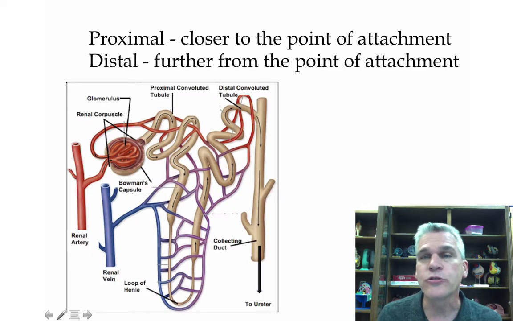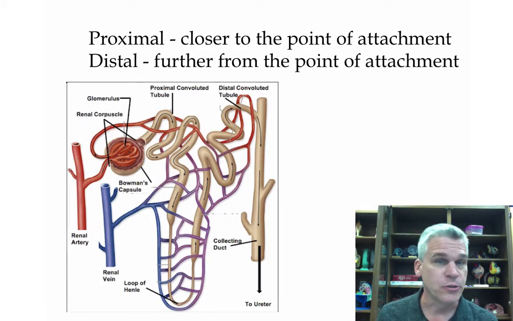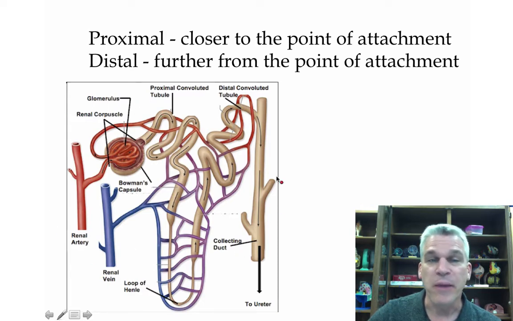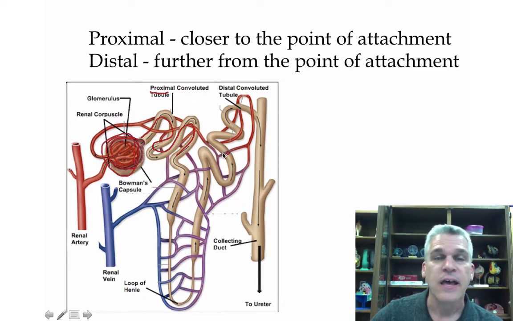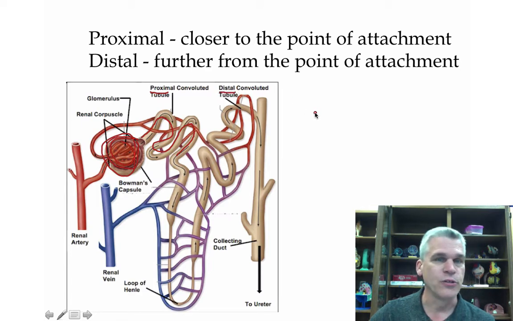Proximal means closer to the point of attachment. Distal means further from the point of attachment. So here we see a microscopic structure in the kidney. We have a structure, this round thing here called the glomerulus. Well, there's a tube that runs from this glomerulus. The first part is called the proximal convoluted tubule because it's closer to the point of attachment of the glomerulus. Farther along, we see the distal convoluted tubule, further from the point of attachment.